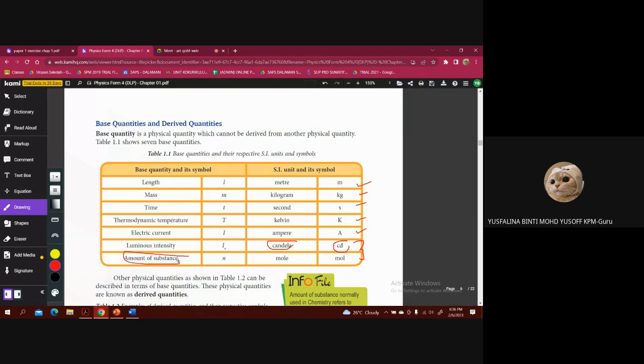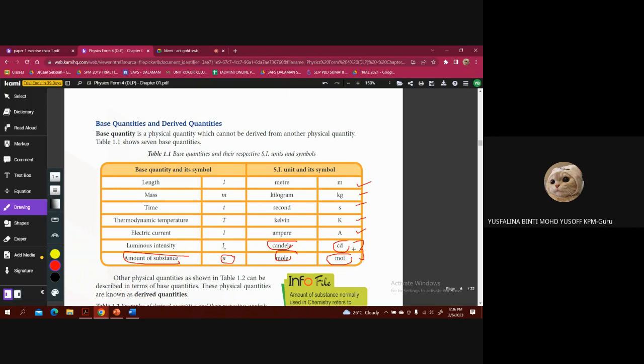So amount of substance, right? The unit is mole, and the symbol is mol. This one you usually see in chemistry. So there are seven basic units. This is the base quantity. You cannot derive it anymore.